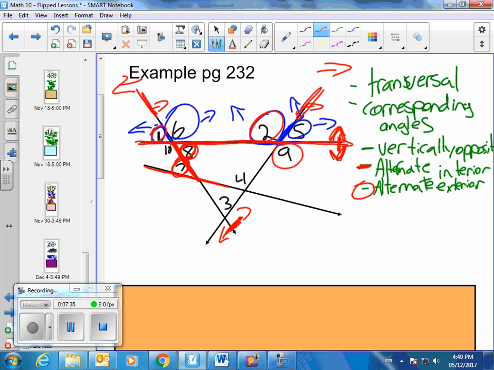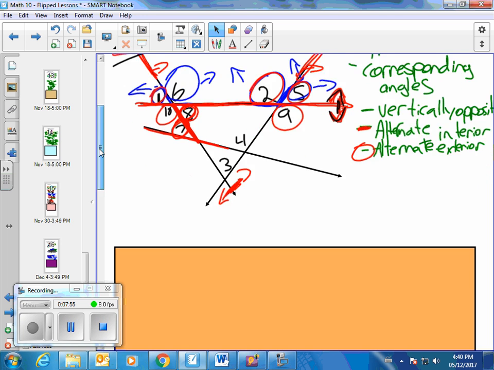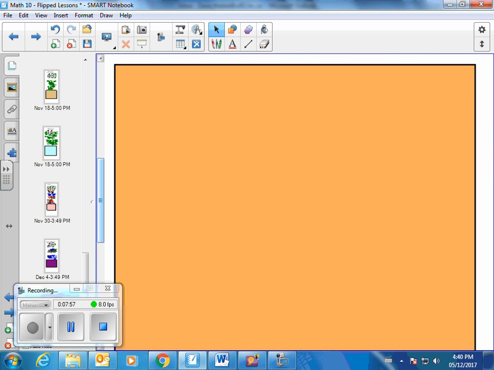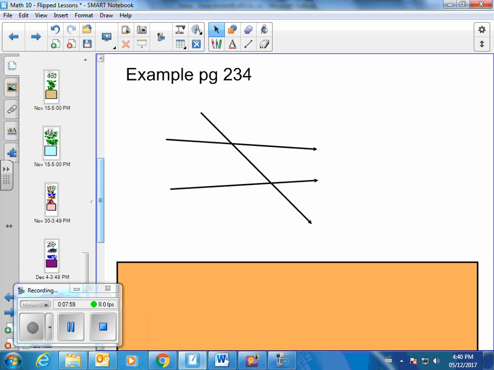The example we've got on this particular picture is angle 5 and angle number 10. Those are our alternate exterior angles because they are outside of the two lines being intersected, and they are on opposite sides of the intersecting line. So that is our first example. So let's go ahead and skip over to the next one.